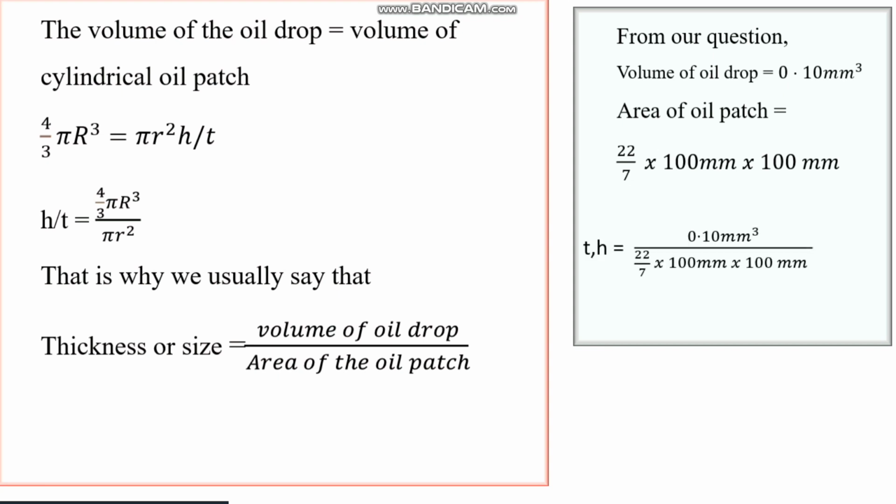This will give you the thickness to be 3.0 times 10 raised to the power negative 6 millimeters. So this is the thickness of the oil film. The oil film had a cylindrical shape, and in fact the thickness is the height of that cylinder, but that cylinder has a circular cross-sectional area which we calculated using the formula pi r squared.